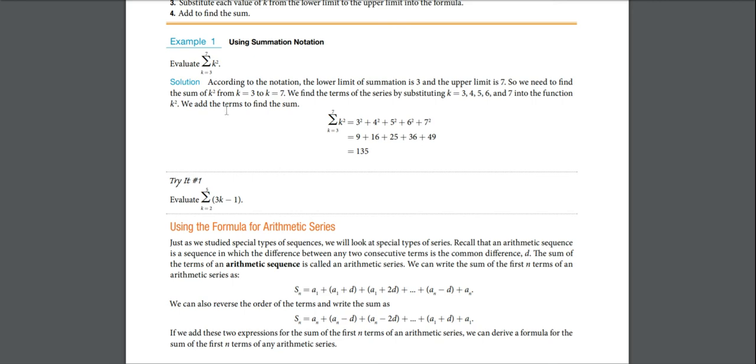Yes, so this one, I did want to talk about this. This one starts at 3. So we're used to it starting at 1. It doesn't have to start at 1. It could even start at 0. This one starts at 3. So instead of plugging in 1, 2, 3, 4, 5, 6, 7, you just plug in 3, 4, 5, 6, 7. So this is telling you where to start, right? It's telling you to start at 3.